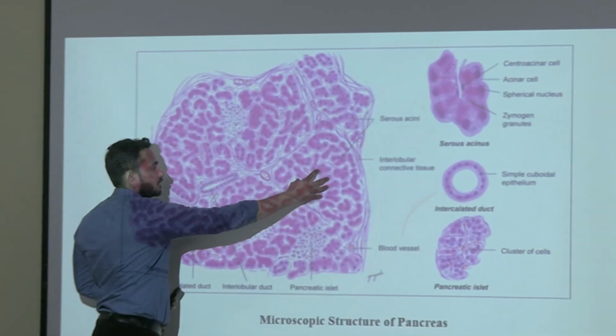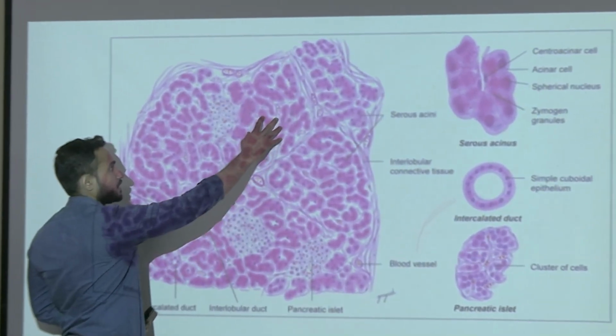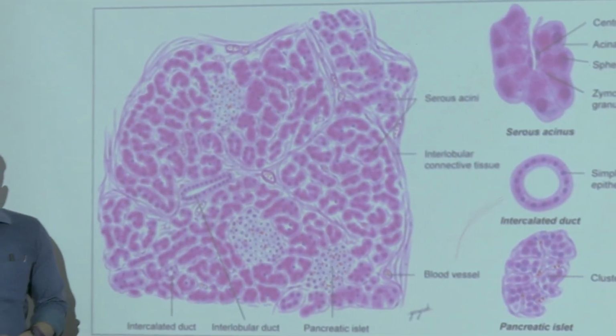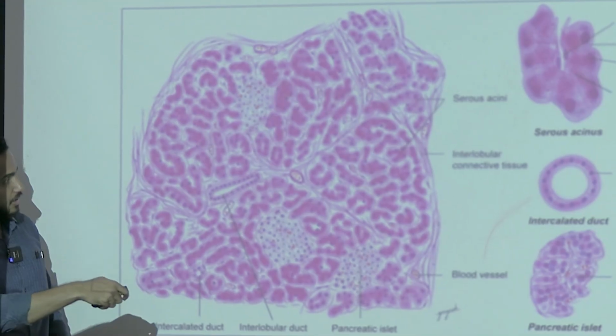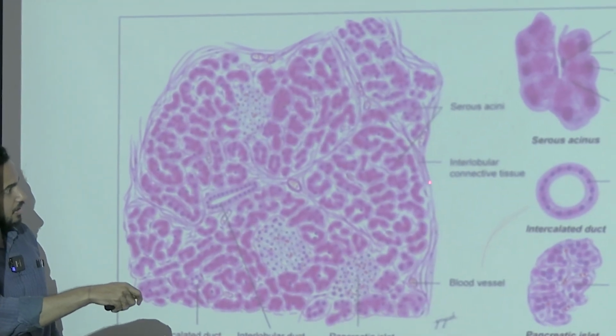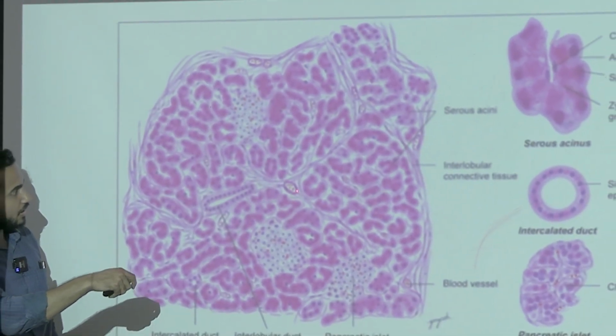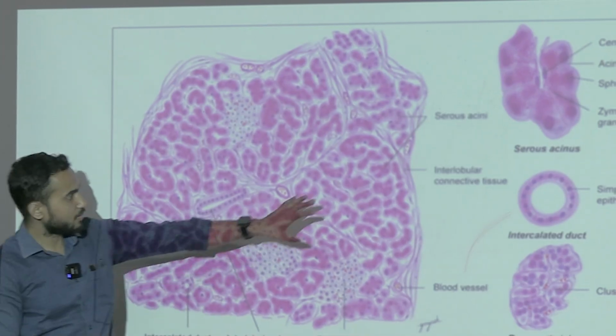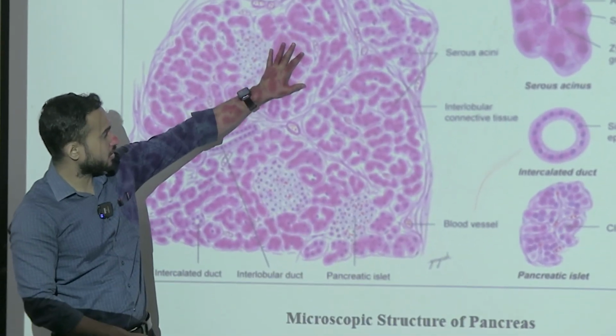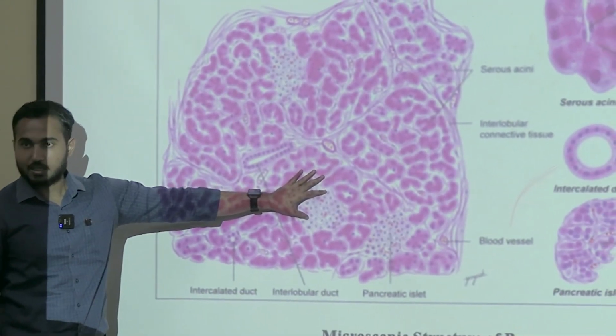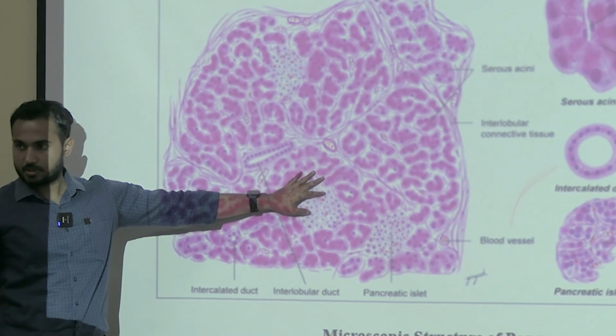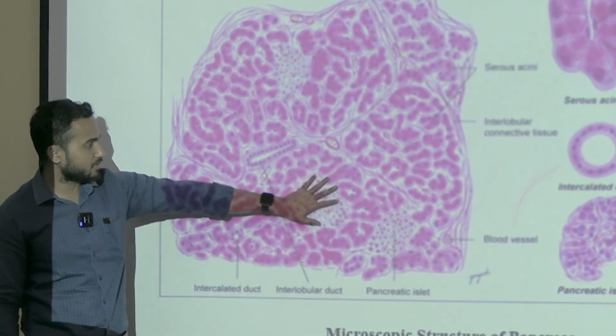So look, this is one lobule. This is one lobule. This is one lobule. Can you see the connective tissue? This is the interlobular connective tissue. So this is one particular lobule, this is one particular lobule. Now take one particular lobule, any one. Suppose I am taking this particular lobule.